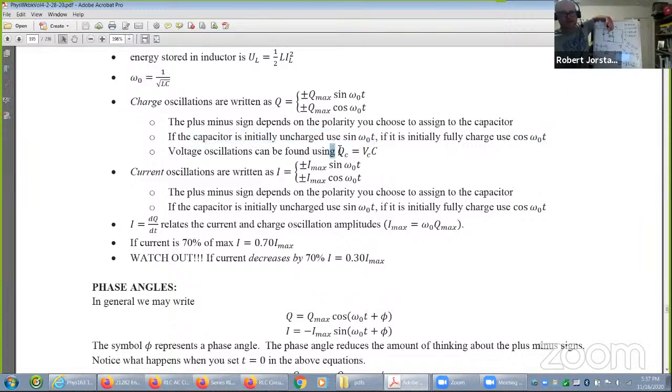And then the voltage oscillations, that's fine. Same thing for the current. And again, the polarity is not that important to me, but I will show you how to do it in just a minute. But again, if the capacitor is an, oh shoot, this word right here should be inductor.